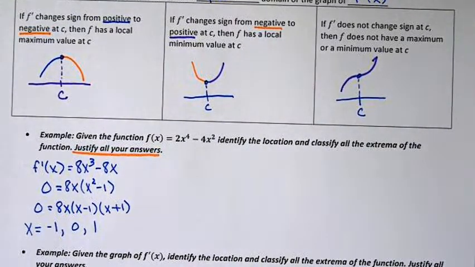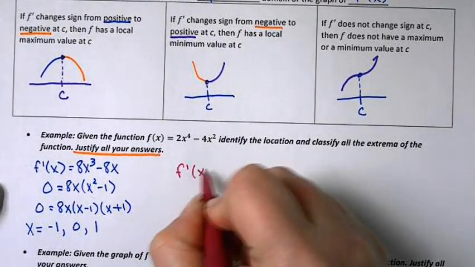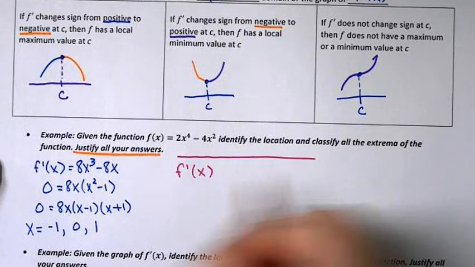So what we are going to do with this is we're going to make a table for our first derivative. So similar to what we have done before, we're going to take f prime of x and we're going to make a table.